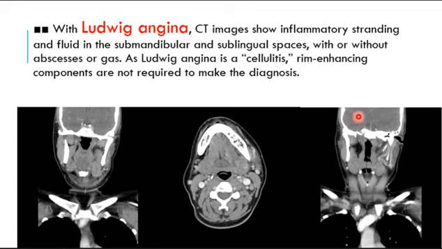And we have another condition which is known as Ludwig's angina. Ludwig's angina is also an extensive involvement of the subcutaneous tissues with inflammatory processes. This case is showing inflammatory stranding and fluid in the submandibular and sublingual spaces with or without abscess and gas. Ludwig angina is again a type of cellulitis. Rim enhancing components are not required to make the diagnosis.